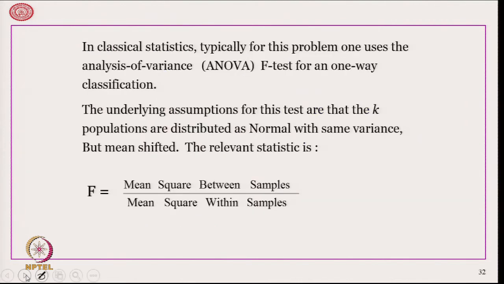In classical statistics, typically for this problem one uses the analysis of variance F test for one way classification. The underlying assumptions for this test are that the k populations are distributed as normal. As you all know, under the parametric setup we assume normality with the same variance, but mean shifted, and the relevant statistic for them is the F statistic, which is the mean square between the samples divided by the mean square within the samples. What does it mean?